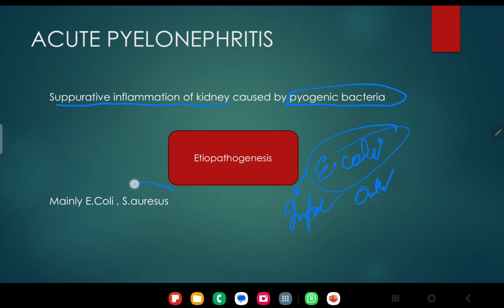So the main is E. coli. We also have S. aureus, and we also have many bacteria such as Pseudomonas aeruginosa. Like this we have different bacteria. We also have Enterobacter, Klebsiella, Pseudomonas and Proteus. So this is the etiology. And for pathogenesis, I already told you I will discuss in detail the pathogenetic mechanism and route of transmission.